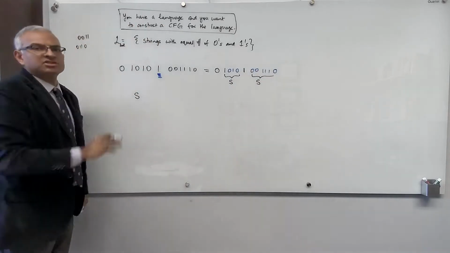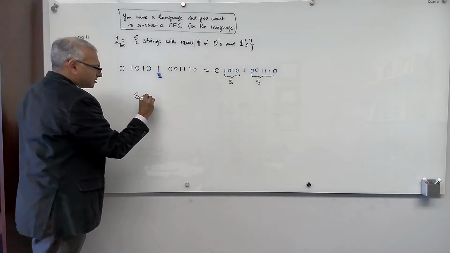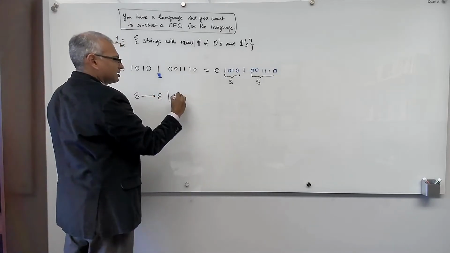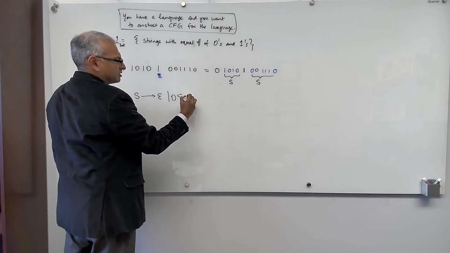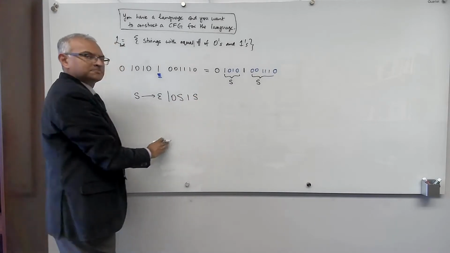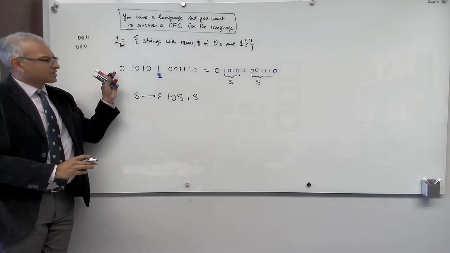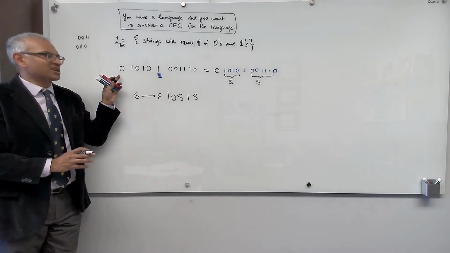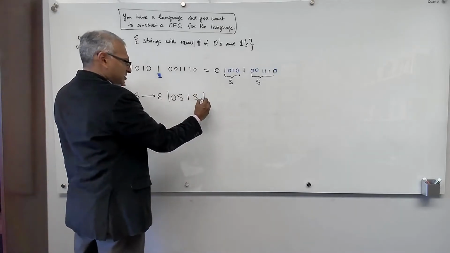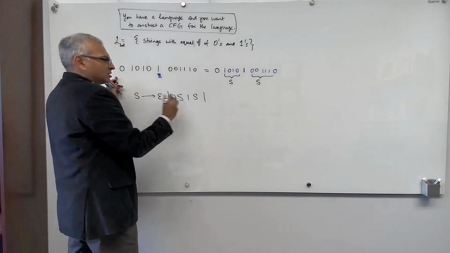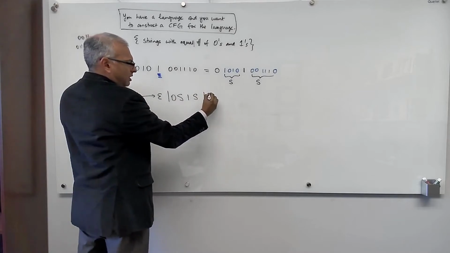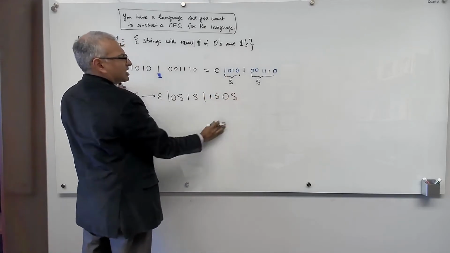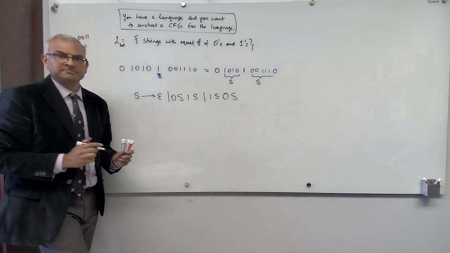Now, we do know that the empty string is in this language, so my start variable can go to the empty string, or a 0 followed by a string in this language, followed by a 1 followed by a string in this language. Okay. And that takes care of the strings that start with 0. The same argument holds for the strings that start with 1. So it can also transition to a 1 followed by a string in this language, 0 followed by a string in this language. So I just flip the 0 and the 1.